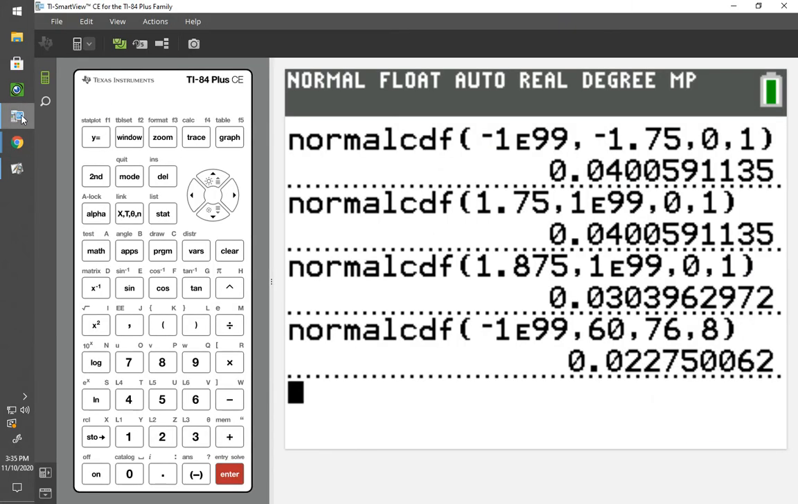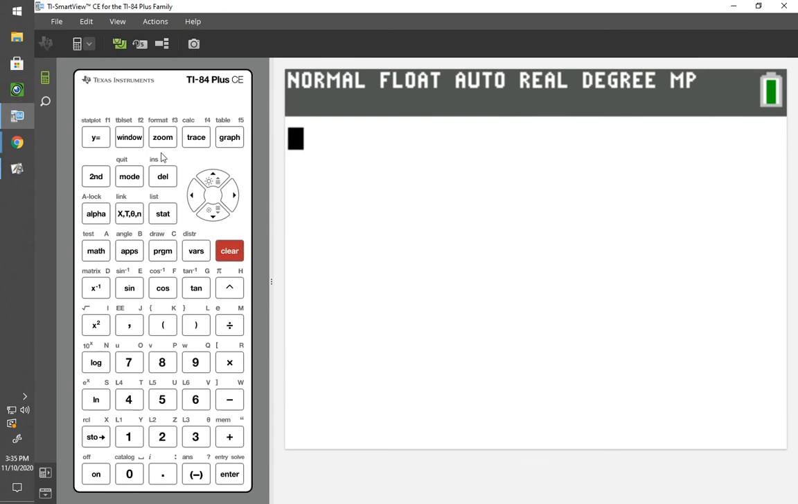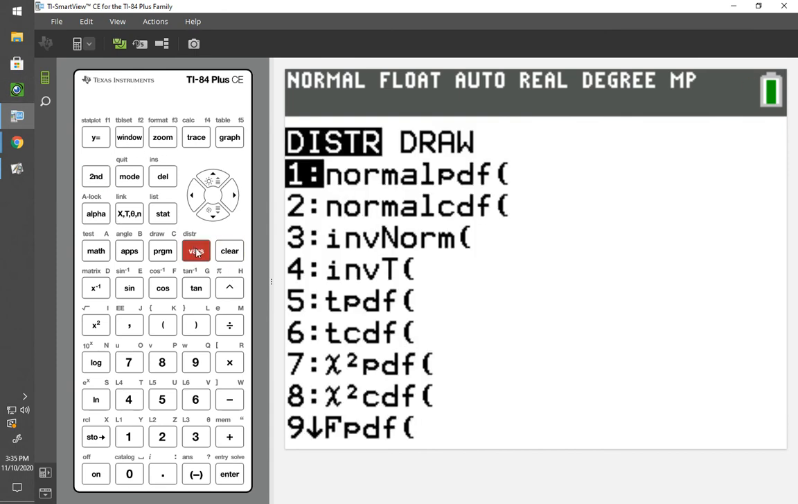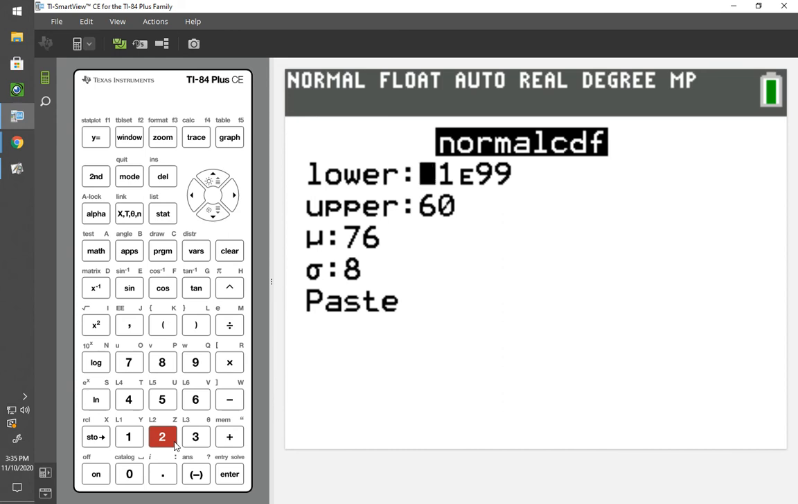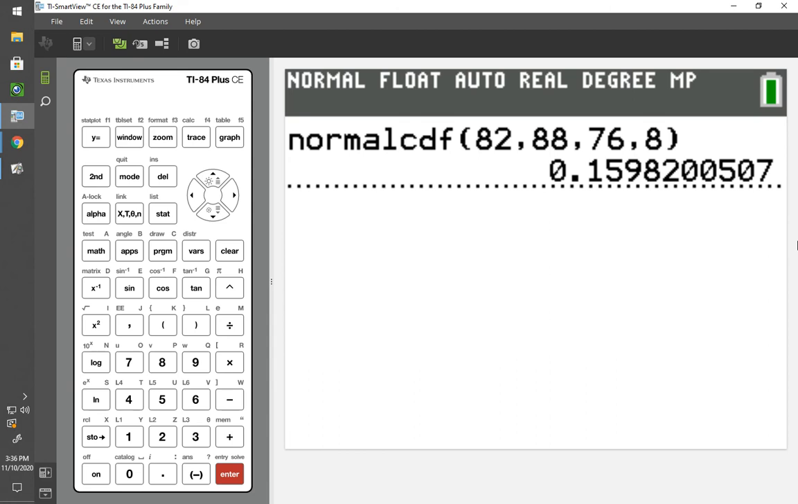Back to the calculator, clear all this stuff out of my way, get my distribution happening. This is a nice one because I'm dealing with an 82, an 88, I got a 76 and I got an 8. I paste that thing and it looks like about 1598, which is going to be 160.